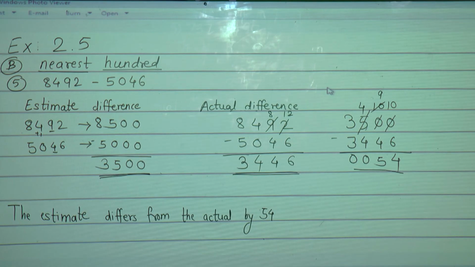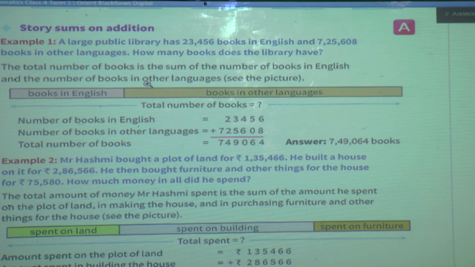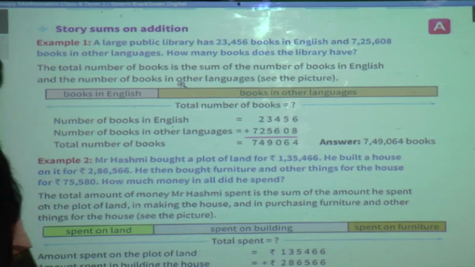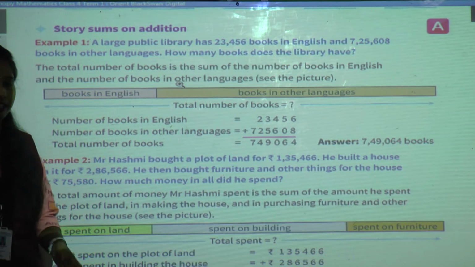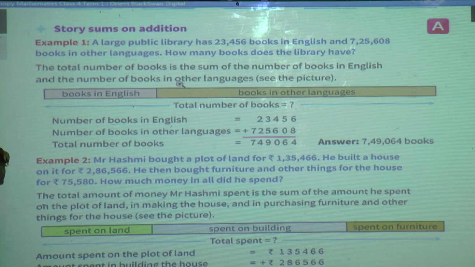So today we have completed our exercise 2.5 with these 3 sums. Now we will start one new concept, that is story sums on addition. Yes, you all have solved story sums in 3rd standard. Now we will see in 4th standard what type of story sums are given.